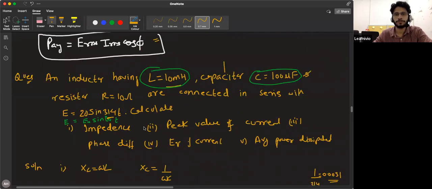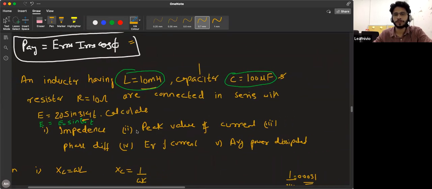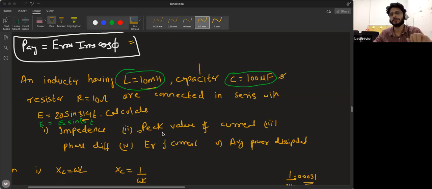Yes, Akshay. Now solve the second part, peak value of current, I naught. Okay, Minashi, yes, it seems correct. Yes, Minashi is correct. What about others? Yes, Ali, it's correct. Hishma?